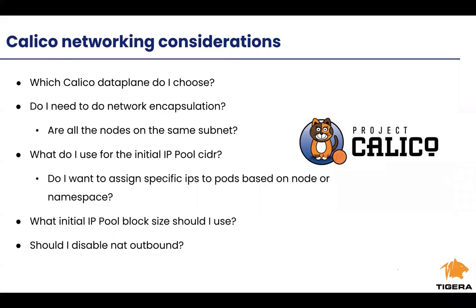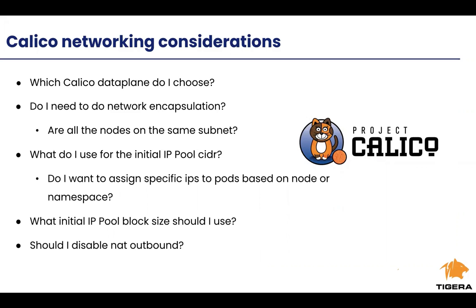So after you've chosen your pod CIDR and your service CIDR and you've decided on your kube-proxy mode, the next thing you're going to want to decide is, okay, what are the Calico networking considerations that I have to decide as part of this Kubernetes deployment? Which Calico data plane do I choose?